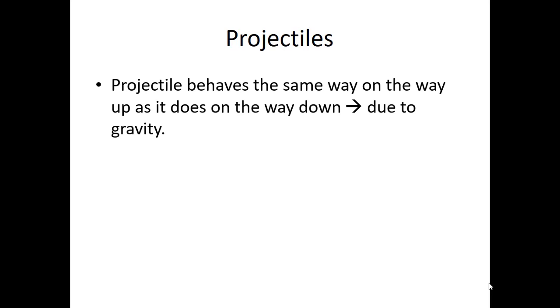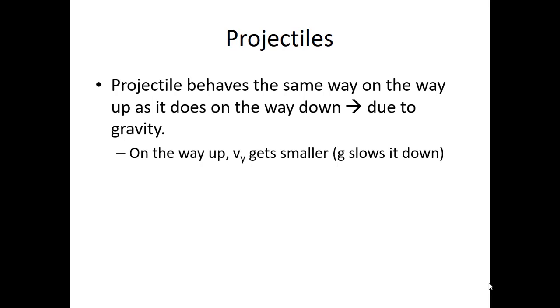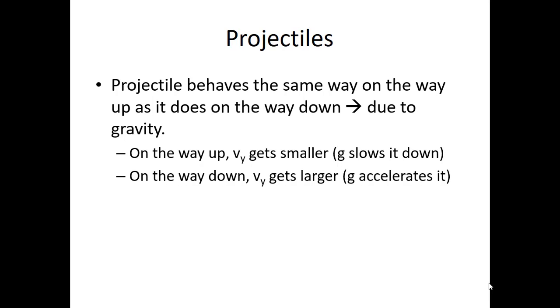Projectiles, therefore, behave the same way on the way up as they do on the way down because gravity is the only force that's acting on them, and gravity acts the same throughout the entire path. So you can use symmetrical points on your parabola to help you figure out information that you don't know. And a reminder, on the way up, Vy gets smaller because gravity slows it down. And on the way down, Vy gets larger because gravity accelerates it. Remember that those vectors that are across from each other would be the same size, but pointed in the opposite direction. So they'd have the same magnitude and the opposite direction.